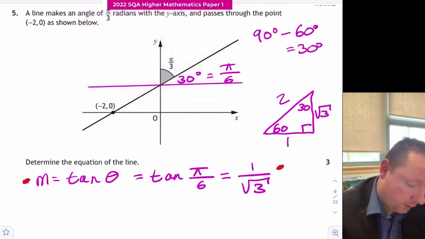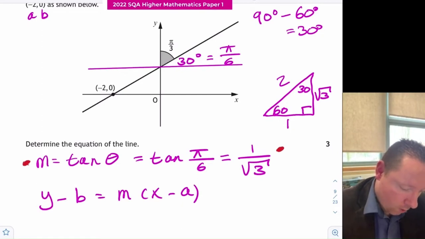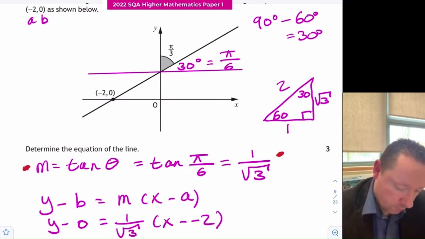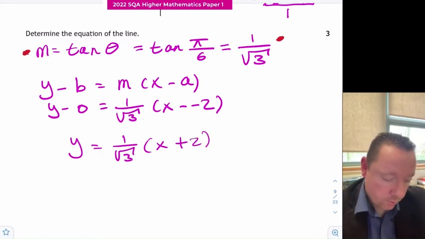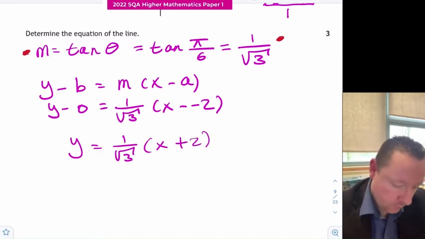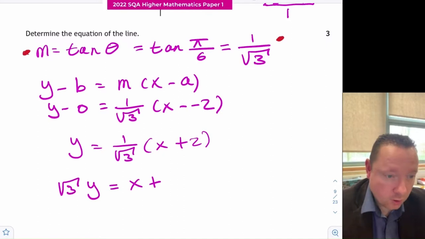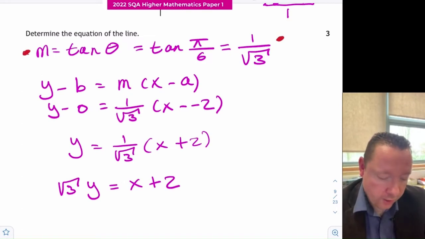So we've got a point, a and b, so we can use y minus b equals m times x minus a. y minus 0 in this case is equal to 1 over root 3 times x minus minus 2. And we can tidy that up. Y equals 1 over root 3 x plus 2. Multiplying through by the root 3, we get root 3 times y, or y root 3 equals x plus 2. And at that point, we would get our final mark. We wouldn't have to go any further than that.